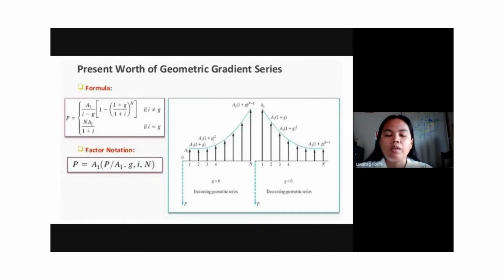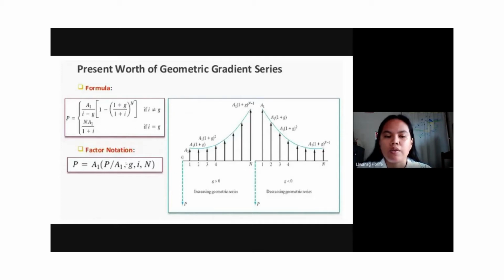Now we go to the geometric gradient series. The discussion is similar to the arithmetic gradient, and for the geometric gradient series, the difference is in the increasing or decreasing gradient of the series. There are two conditions. If the interest is not equal to the gradient, then we will use this formula. On the other hand, if the interest is equal to the gradient, then we will use this formula.